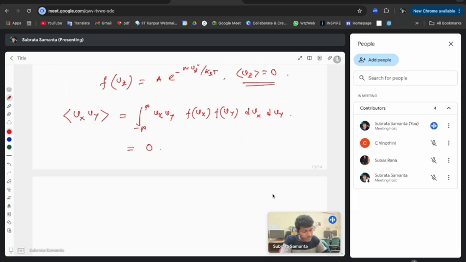Because your Vx and Vy are independent, this is basically the integral from minus infinity to infinity of Vx f of Vx dVx, times the integral from minus infinity to infinity of Vy f of Vy dVy. So there are two integrals, with two sets of limits. Both are separately 0, so it gives 0.